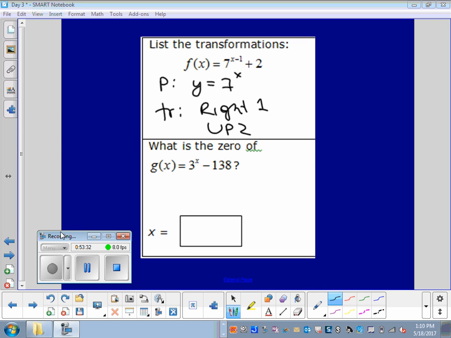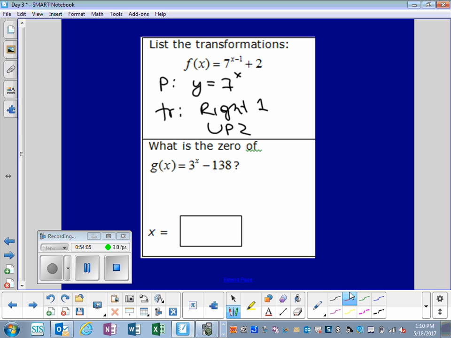What is the 0 of this function? How do I find the 0? I could go to the calculator and graph it. What can be problematic here? What is my transformation? It's very big. Down 138. So I'll probably not see the graph in my window. Then it'll freak out a little. So either graph it and then zoom out so that you find where the graph is, or you could do this algebraically.